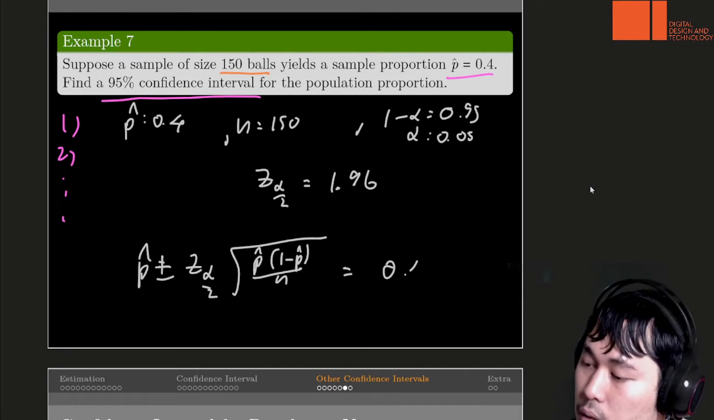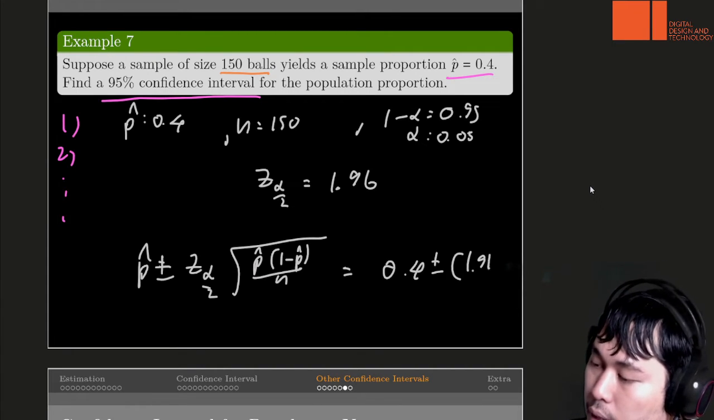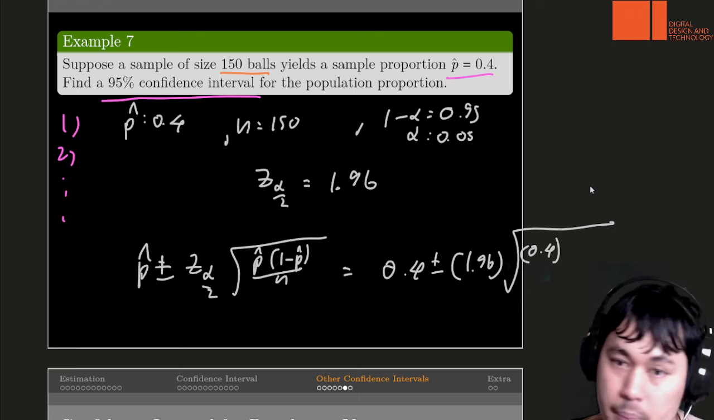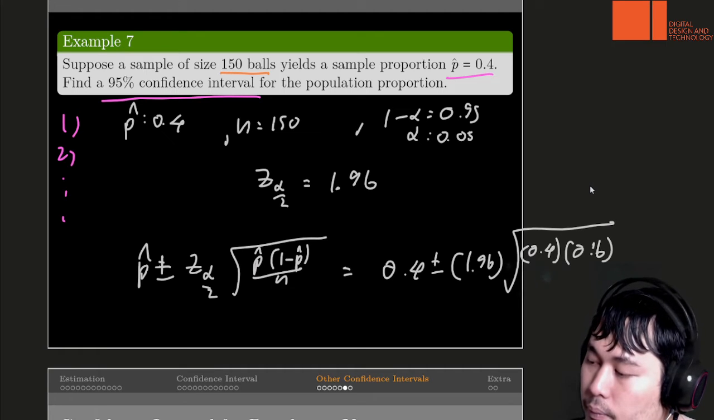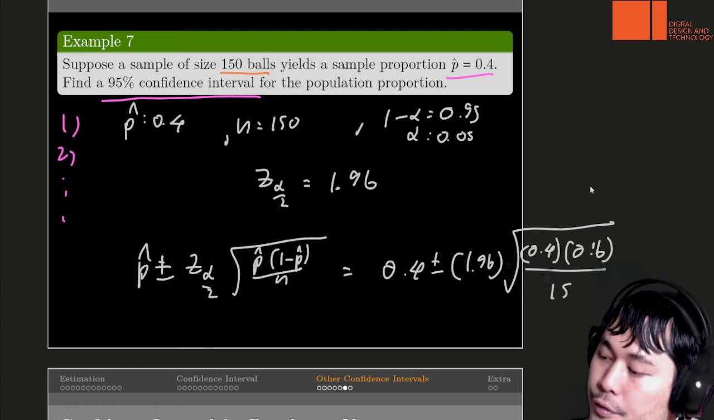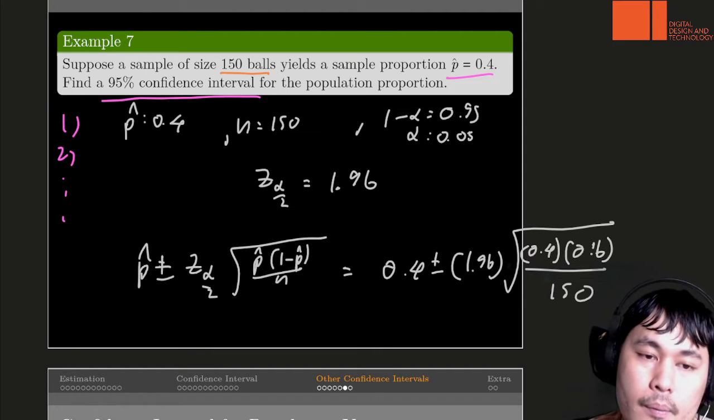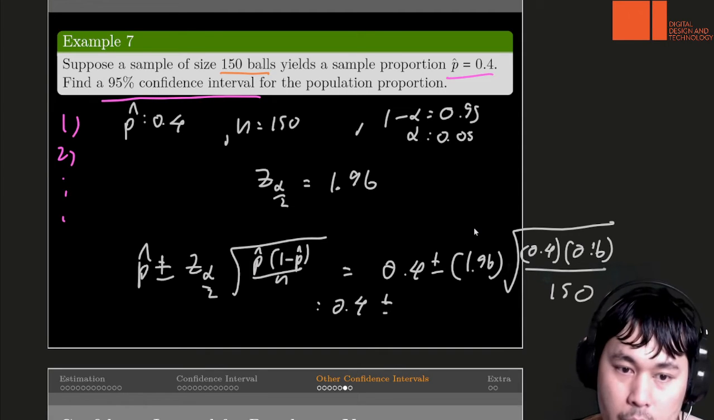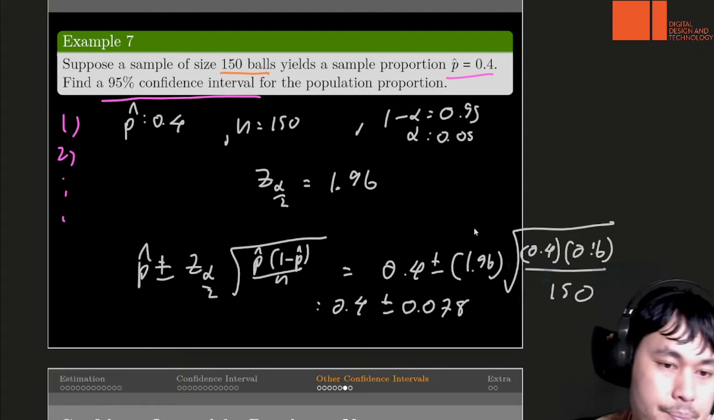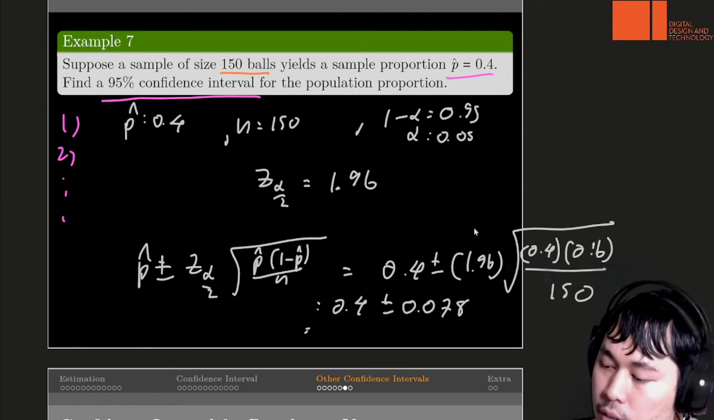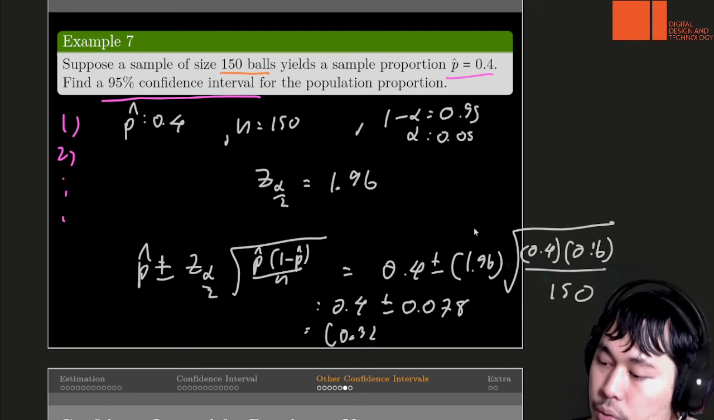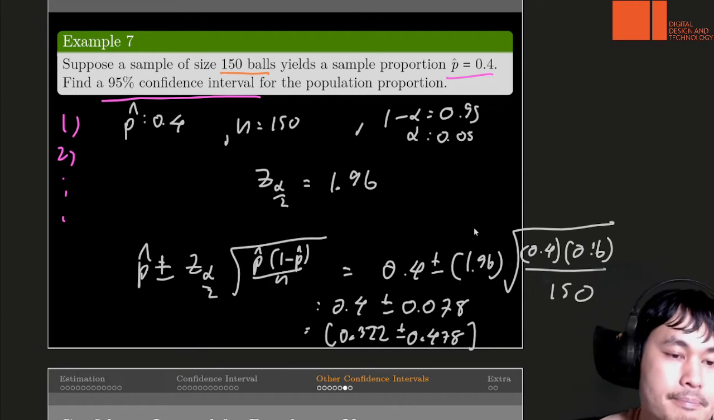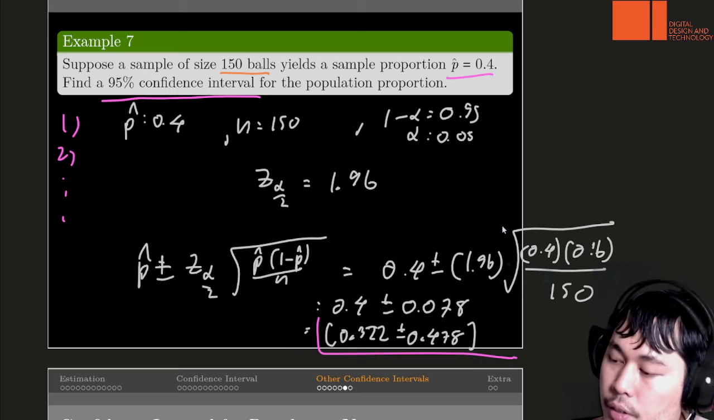And p is 0.4 plus or minus z, that is 1.96, and then the square root of p hat, which is 0.4, times 1 minus p hat, which is 0.6, divided by n, which is 150. And if you do everything correctly, you should get 0.4 plus or minus 0.078, which gives you the interval of 0.322 to 0.478. And so that's the result.